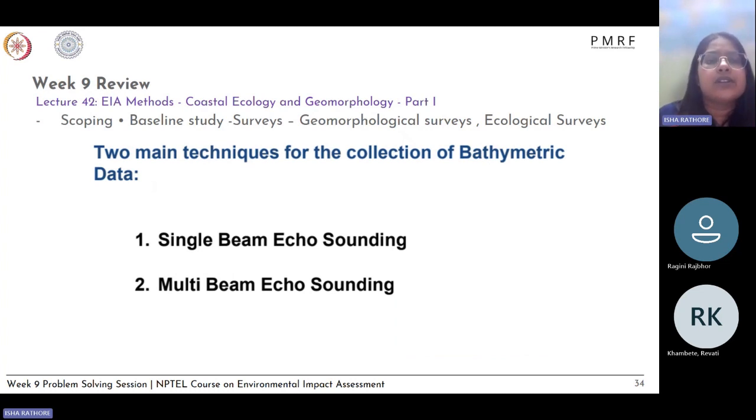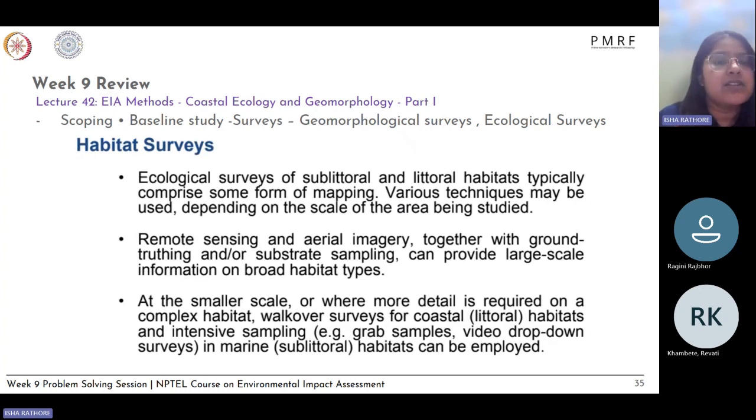And then we looked at the two main techniques for collection of underwater topography data. You have the single beam echo sounding, and the second one is the multi beam echo sounding. This is also something which was discussed in this module. We looked at habitat survey. How do you survey the different habitats which we find in different tidal zones?